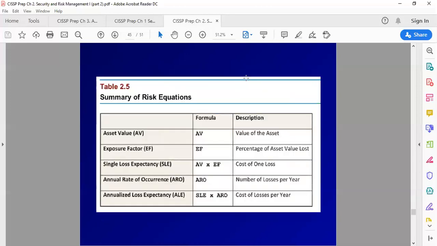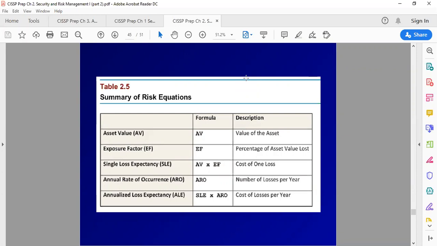Summary of this equation: asset value, exposure factor, single loss expectancy, and annual rate of occurrence. Okay, analyze loss expectancy. So what happens in a company? Suppose you're working in a corporate environment, and you need to find out the risk. If UPS services are not available in the company, and once the electricity goes down, all the users are not able to work at the same time. Okay, so this is a risk. The users are not able to work, or your production is lost at the same time.